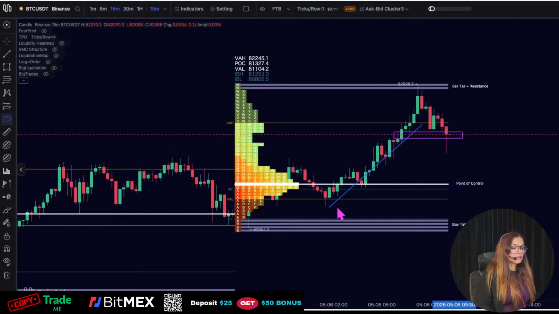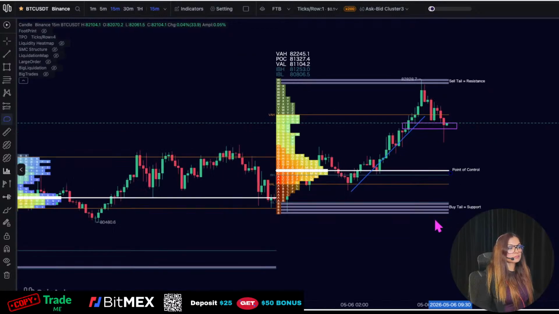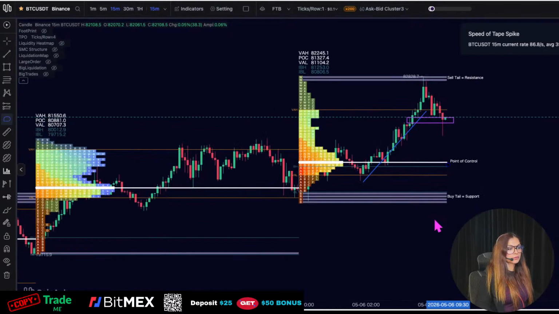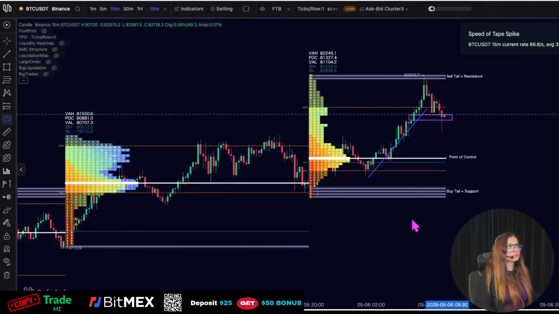There we go. So what I'm going to be looking for is, number one, price to disrespect this imbalance over here and come back to the point of control. Is it going to respect the point of control or is it going to break down further? If it breaks down further, I would expect it to either hold support at the buy tail, or completely disrespect it and break down further. And if it breaks down the buy tail, well, I guess we're going for a further move when we look at price.